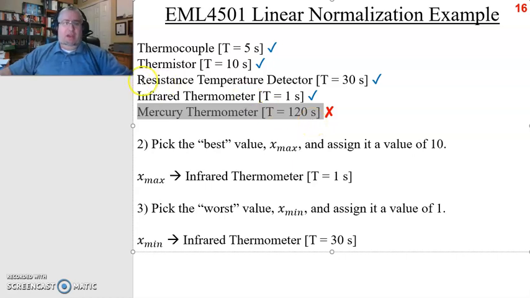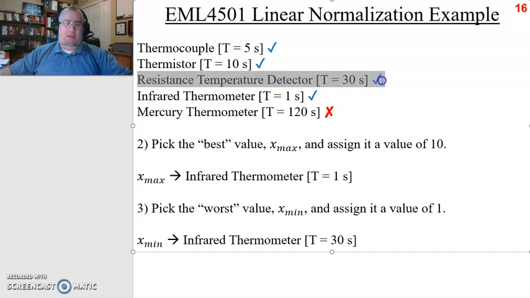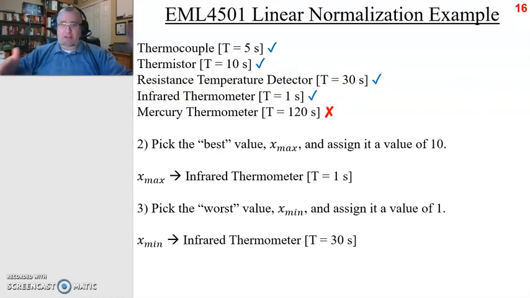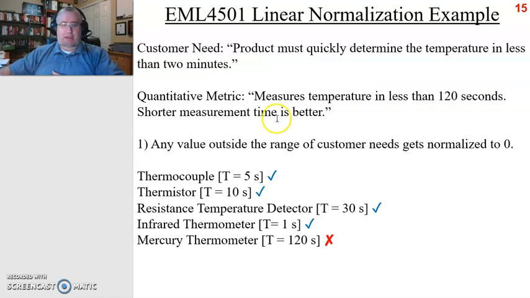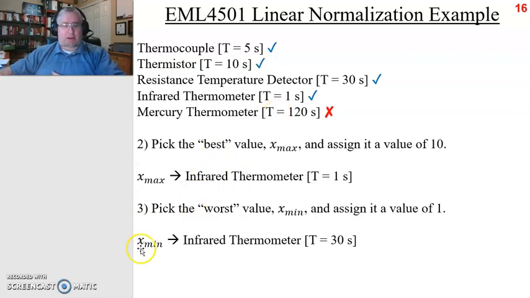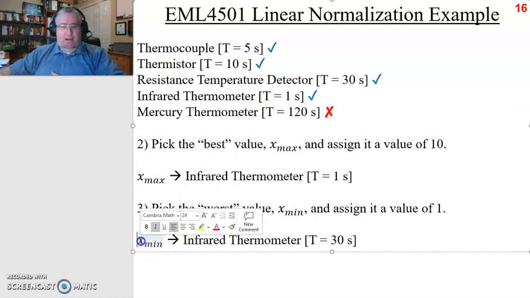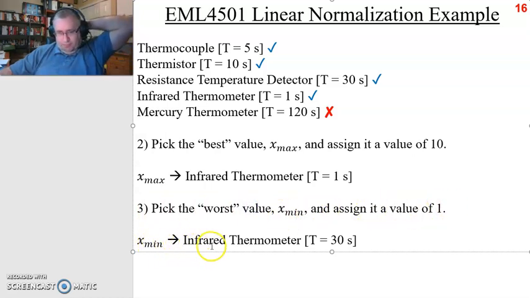And so now the RTD, with its settling time of 30 seconds, that's the maximum in this particular set of concepts, right? That is going to move forward into the normalization process. So that's the one that I'm going to select, the longest one that's still within the customer needs. That's going to be my X min. So I've got that here, picking the worst value for X min, assign that a value of 1. That's going to be the RTD with a 30-second settling time.